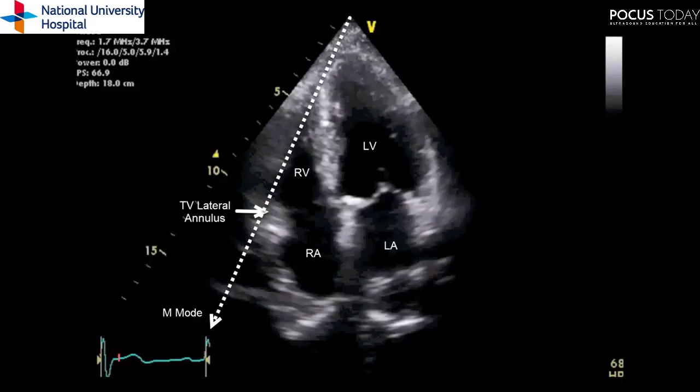The TAPSE measurement can be made in 2D or M mode. Once we have a clear lateral annulus of the tricuspid valve, we can place the M mode cursor so that it passes over the lateral annulus of the tricuspid valve.